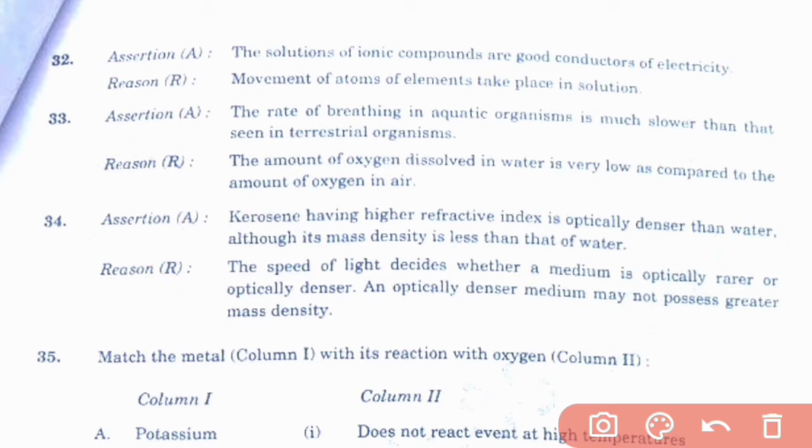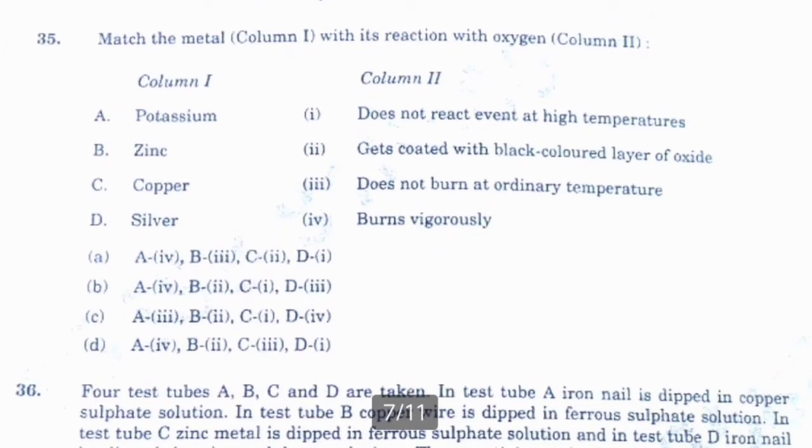So next question we have, that is question number 35, in which matching is given. Column A, column B. Column A: potassium does not react even at high temperature, option B. Column B, zinc gets coated with black color layer of oxide. C, copper does not burn at ordinary temperature. D, silver burns vigorously. So here option number A, B, C, D are given.